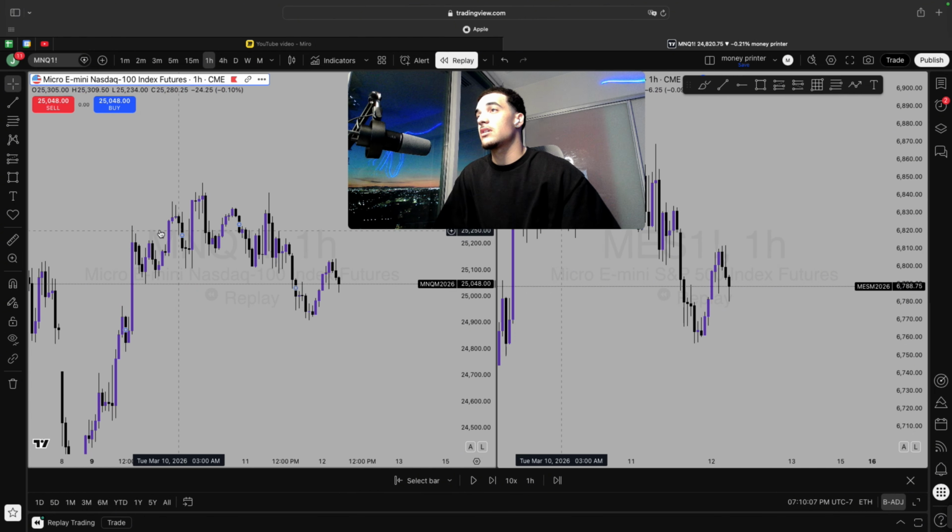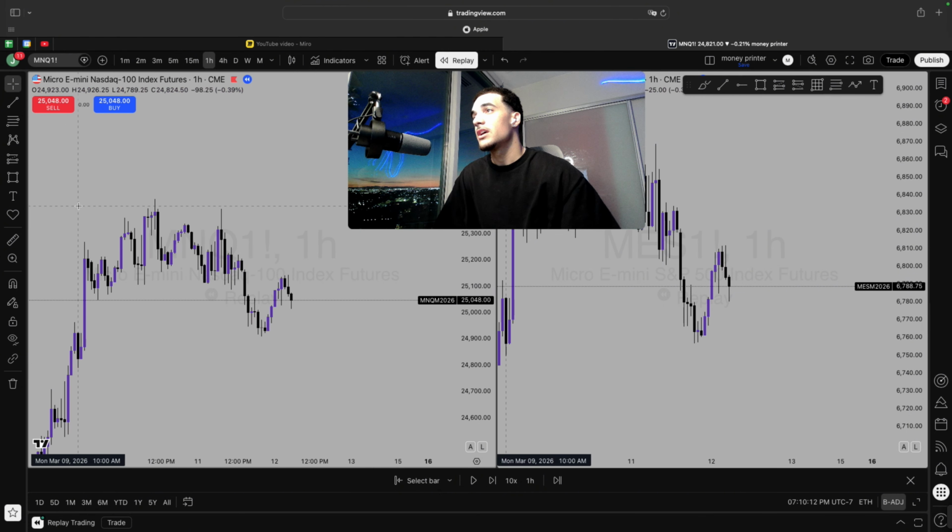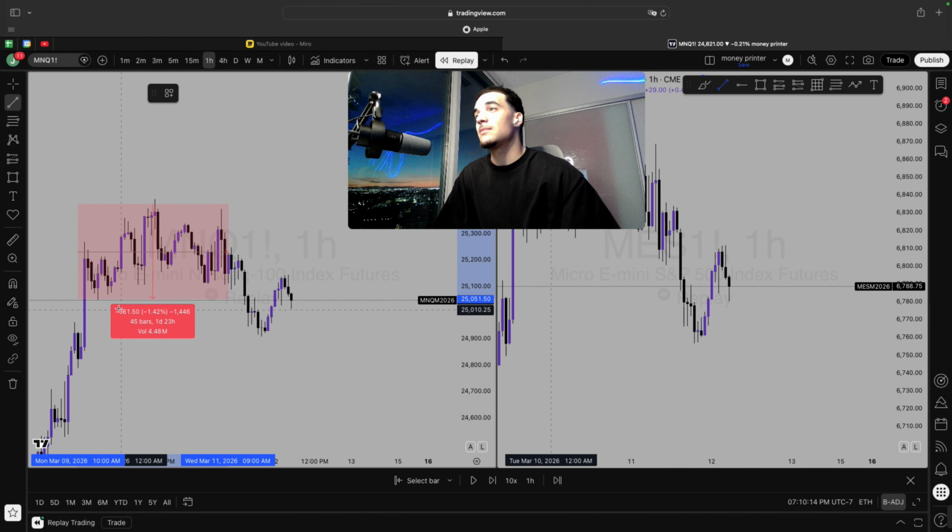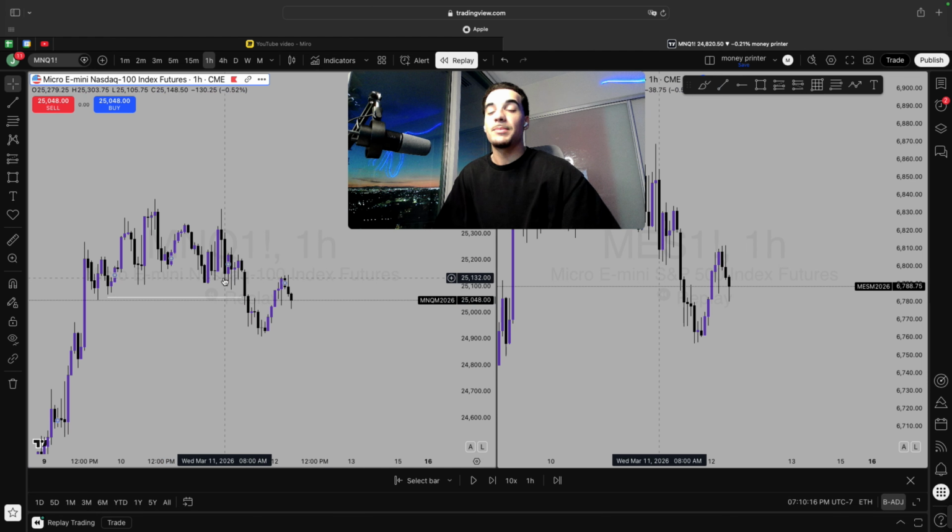So what you can see here is price action was accumulating around the 9th. We're now looking at the 12th here. You see price action was accumulating. We did break below these lows. A lot of people would be bullish here.